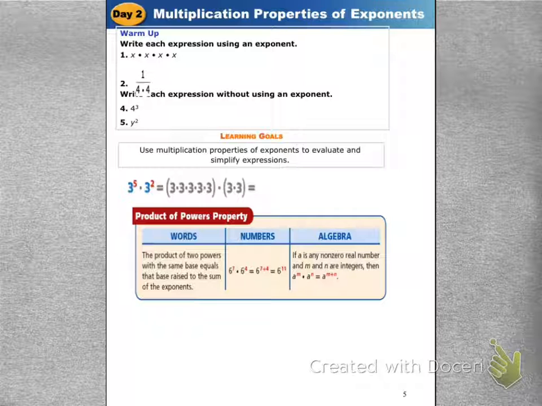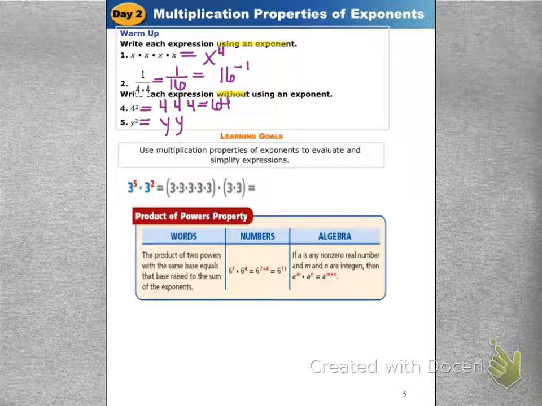So I'd like for you to take a moment and pause the video and work on the warm-up in your study guide, and we'll reconvene in a second. Okay, so let's take a look at the warm-up. There were two different sections. The first one, I asked that you write each expression using an exponent.